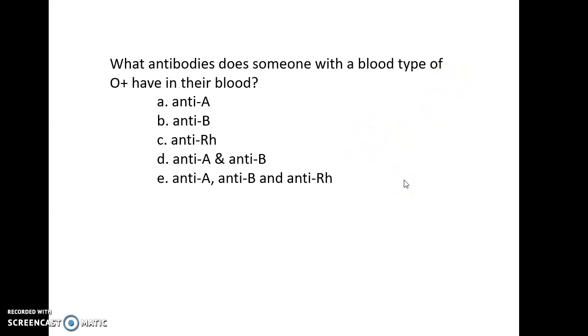What antibodies does someone with a blood type of O positive have in their blood? So what antibodies that are attacking antigens, what antibodies do they have if they are O positive? The correct answer is anti-A antibodies and anti-B antibodies. They do not have the A antigen, so they have antibodies that attack A. They do not have the B antigen, so they have antibodies that attack B. They do have Rh factor. They do have that because it's positive.